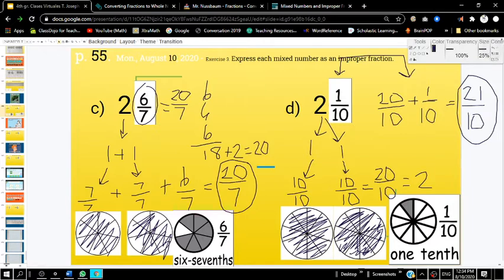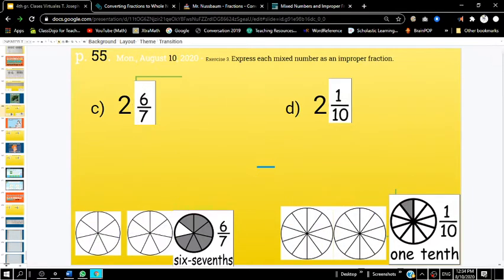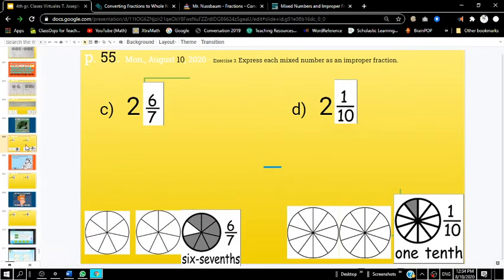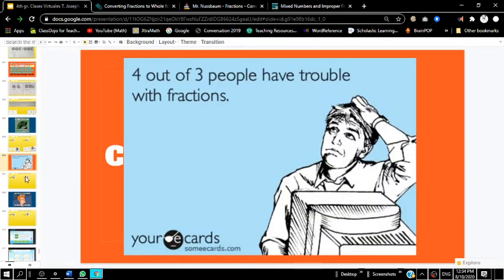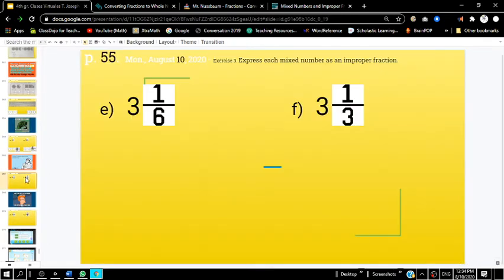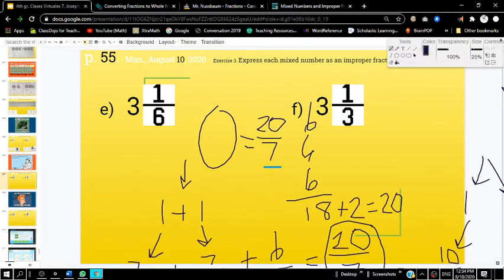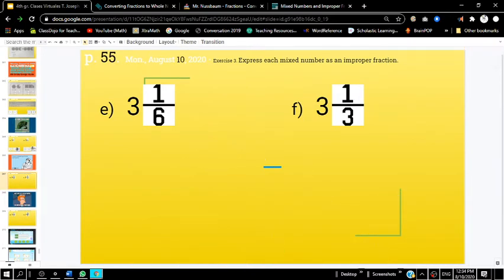All right, boys and girls, let's go to letter E. Letter E says that we're supposed to find out what is 3 1/6 as an improper fraction. Well, 3 1/6 is the same thing as 1 plus 1 plus 1 plus 1/6. So we can represent 3 by saying 1 plus 1 plus 1.